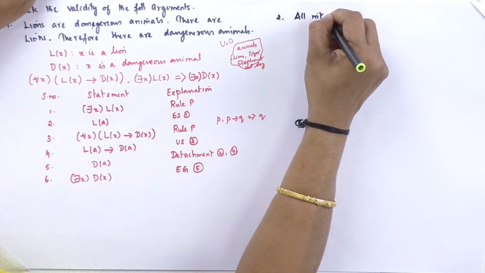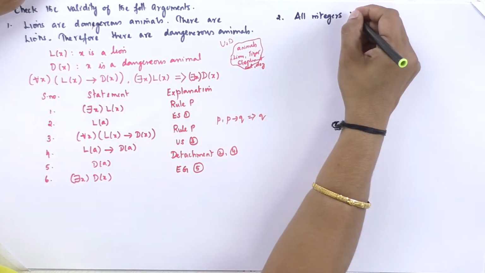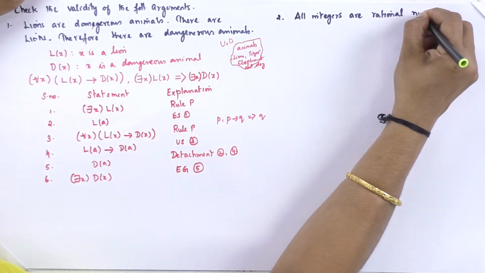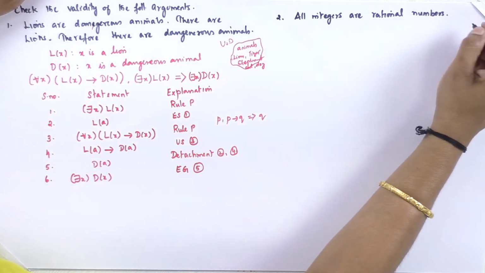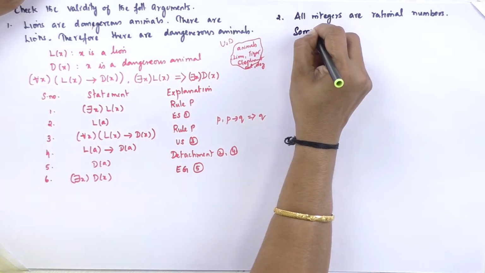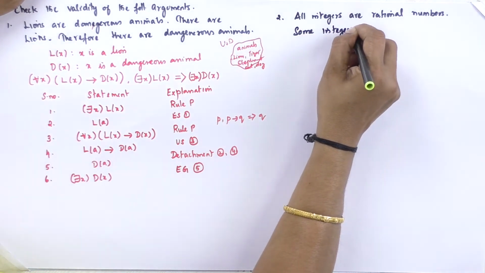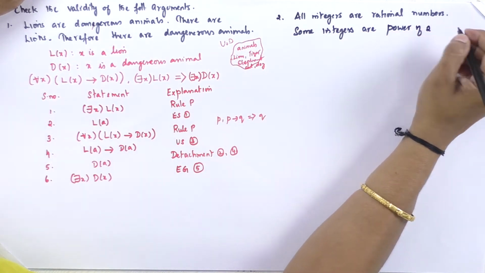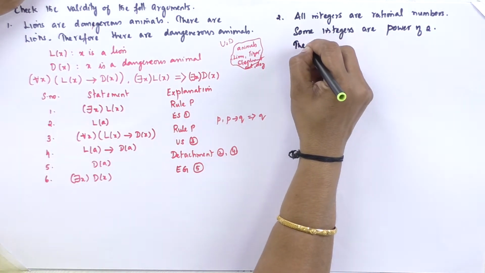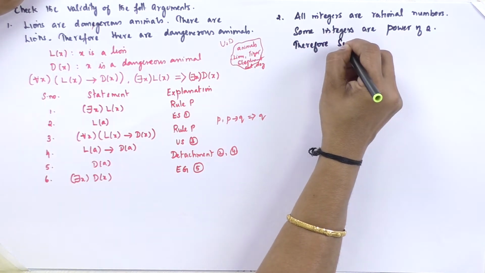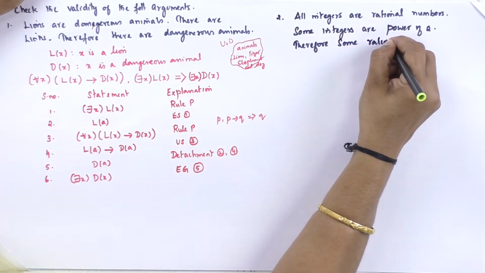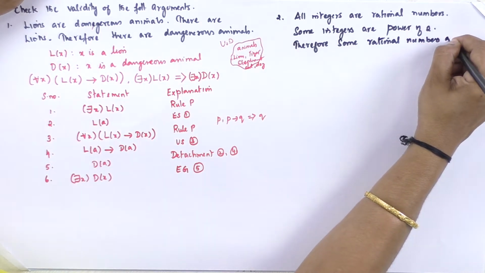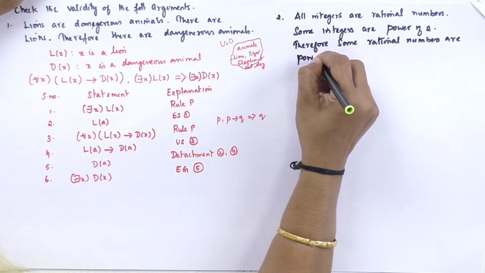All integers are rational numbers. Some integers are powers of 2. Therefore, some rational numbers are powers of 2.